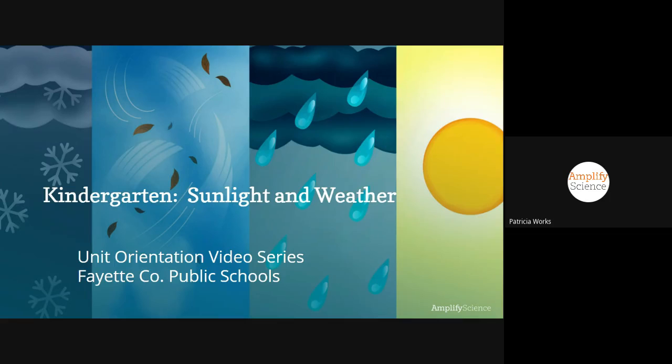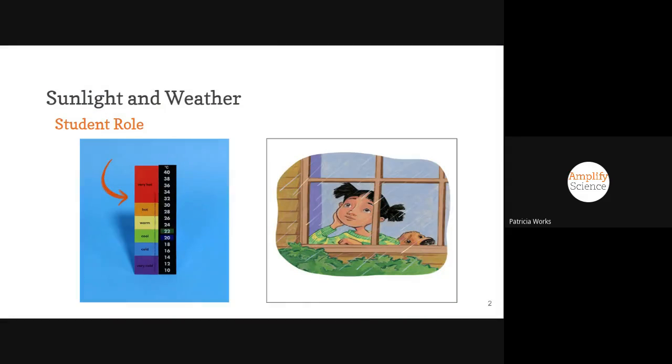I'm going to lead you through this unit orientation video for the kindergarten unit, Sunlight and Weather. In Sunlight and Weather, students take on the role of weather scientists as they figure out the anchor phenomenon in their unit. They work to help investigate the difference between playground temperatures at different schools and propose solutions to a playground flooding problem. Over the course of the unit, students construct a foundational understanding of how sunlight warms the Earth's surface and some of the effects that has on temperature.